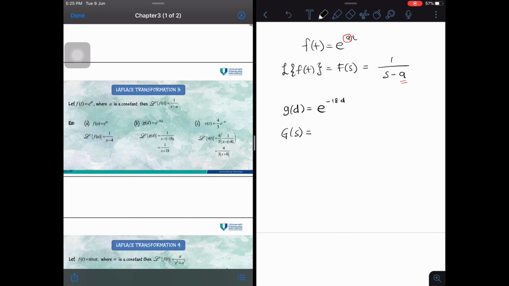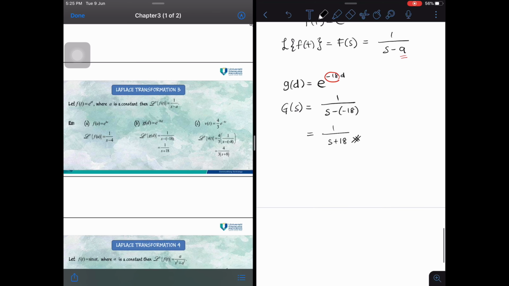We want to use this formula, but to use it you need to know the value of a. Here your value of a is equal to negative 18. Therefore you just need to substitute inside your formula. What you will have here is 1 over s minus negative 18. Don't forget to take the negative sign together there. So your Laplace transformation is 1 over s plus 18, by using the formula.